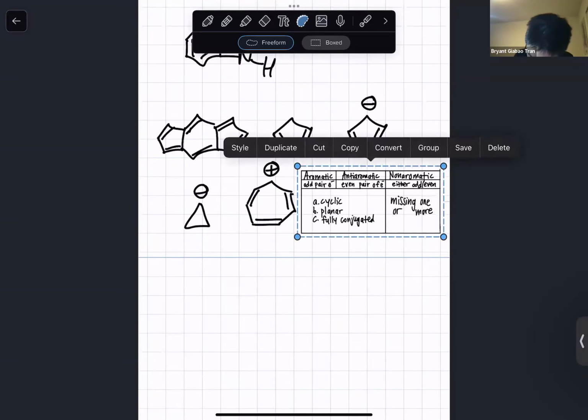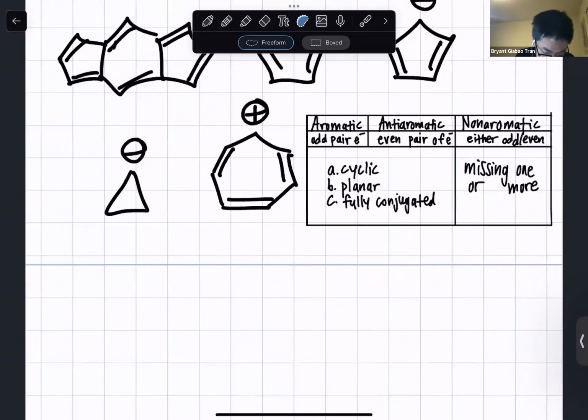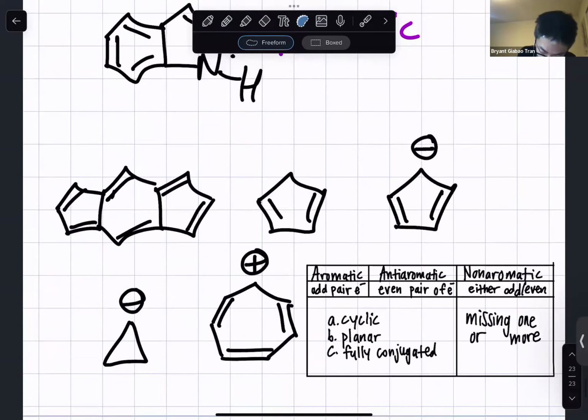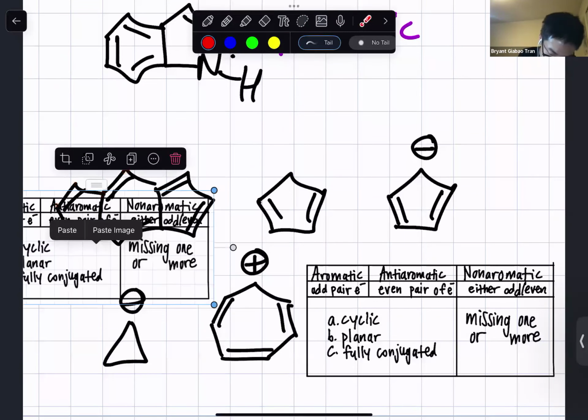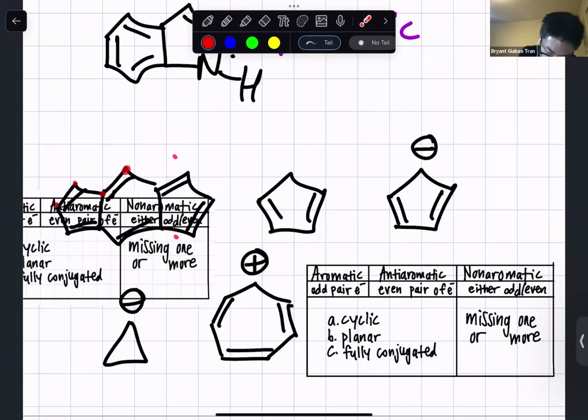Yeah. So the first one here, it is cyclic because all of these atoms are in a ring, so that checks out. It is planar because all of these carbons here are sp2, and it is fully conjugated because since all of these are sp2 hybridized, there is a network of adjacent p orbitals.